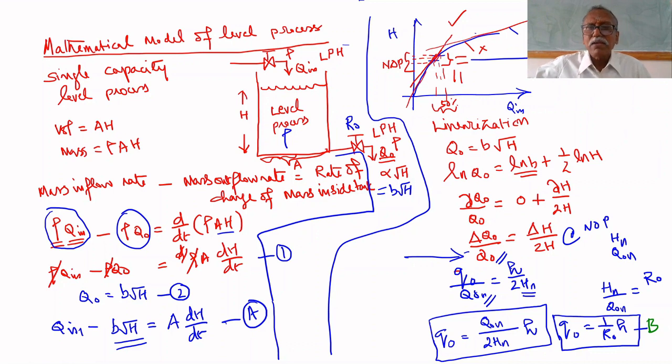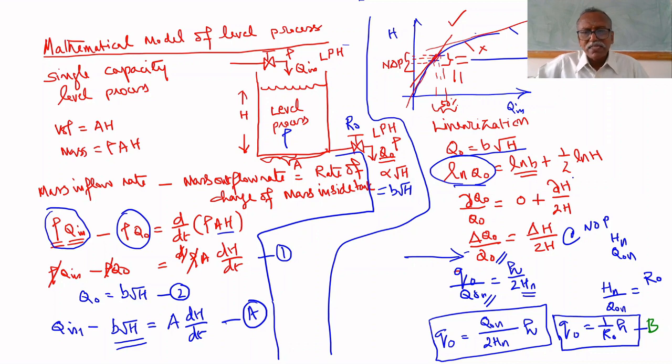So about the nominal operating point, we draw a tangent to the relation between Q in and H. The tangent is a linear relation. Instead of the non-linear relation, we use that linear relation. That is called linearization. How to obtain the linear relationship mathematically? Take Q naught equals B root H, take ln on both sides: ln of Q naught equals ln of B plus 1 by 2 ln of H. Partially differentiate on both sides: dou Q naught by Q naught equals, B being constant, 0 plus dou H by 2H.